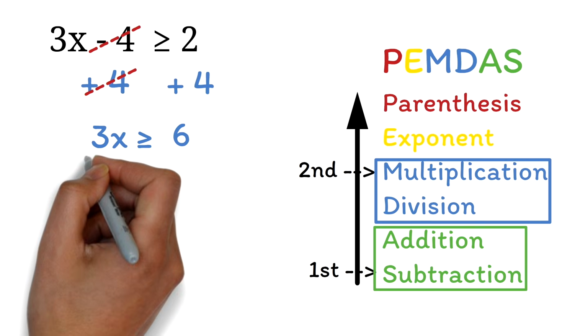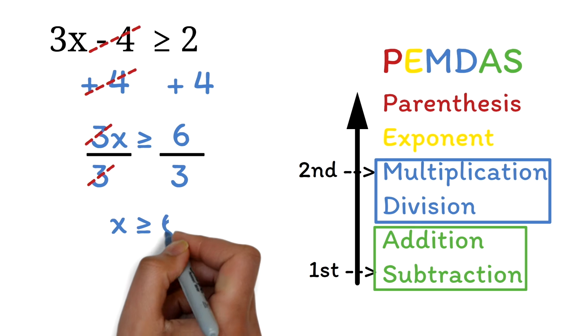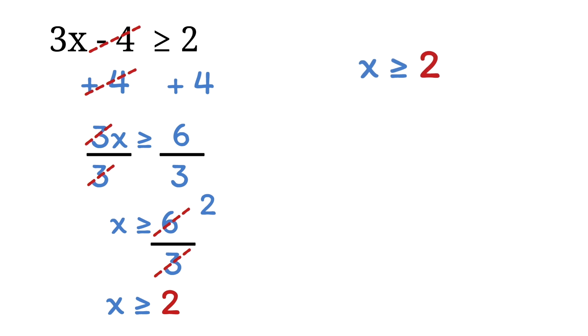Next, we divide both sides of the inequality by 3. And this gives us the expression x is greater than or equal to 6 divided by 3. 3 goes into 6 2 times. So this gives us x is greater than or equal to 2, our final answer. Now let's graph this answer on our number line.